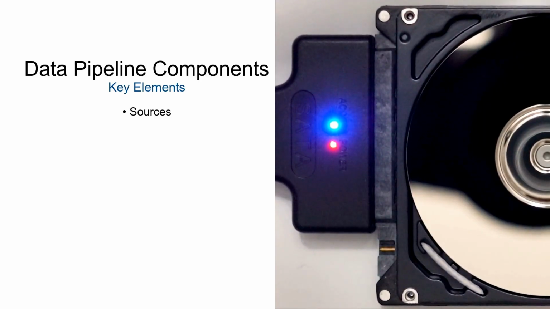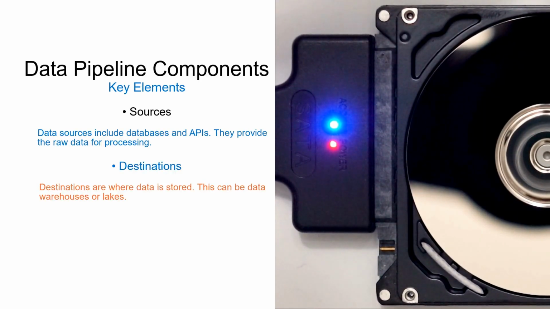Data pipelines consist of key components. Sources, such as databases and APIs, provide raw data, while destinations store the processed data in warehouses or lakes.